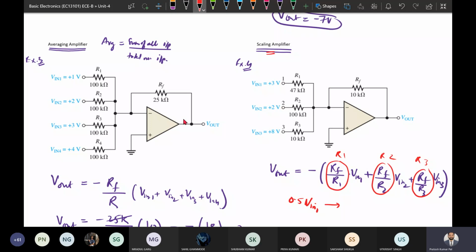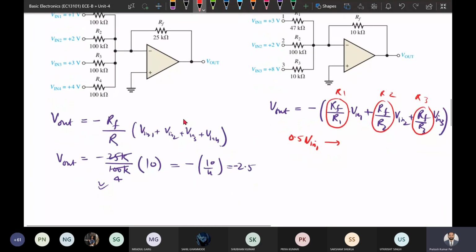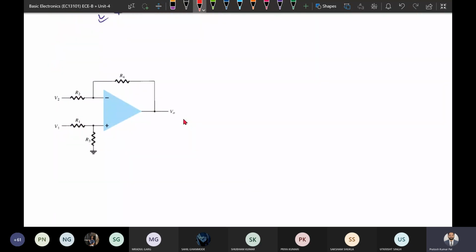So from there we will be able to scale the inputs and the output we will be getting is a scaled version of the inputs. So this is the scaling amplifier implementation. Okay. So the next topic we will see is the subtractor circuit.